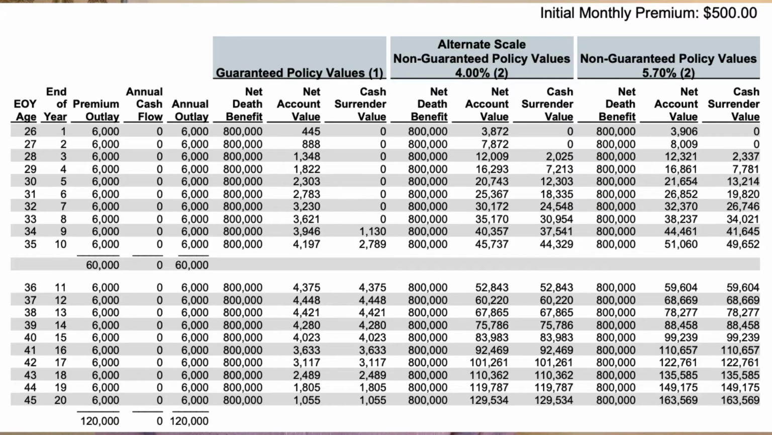If you can see all the way at the bottom over here where it says 45, so that's 20 years later, the client would have contributed about $120,000 into this policy, and the client would have about $163,000 of cash value in this policy. So it still grows above the basis of what you contributed.